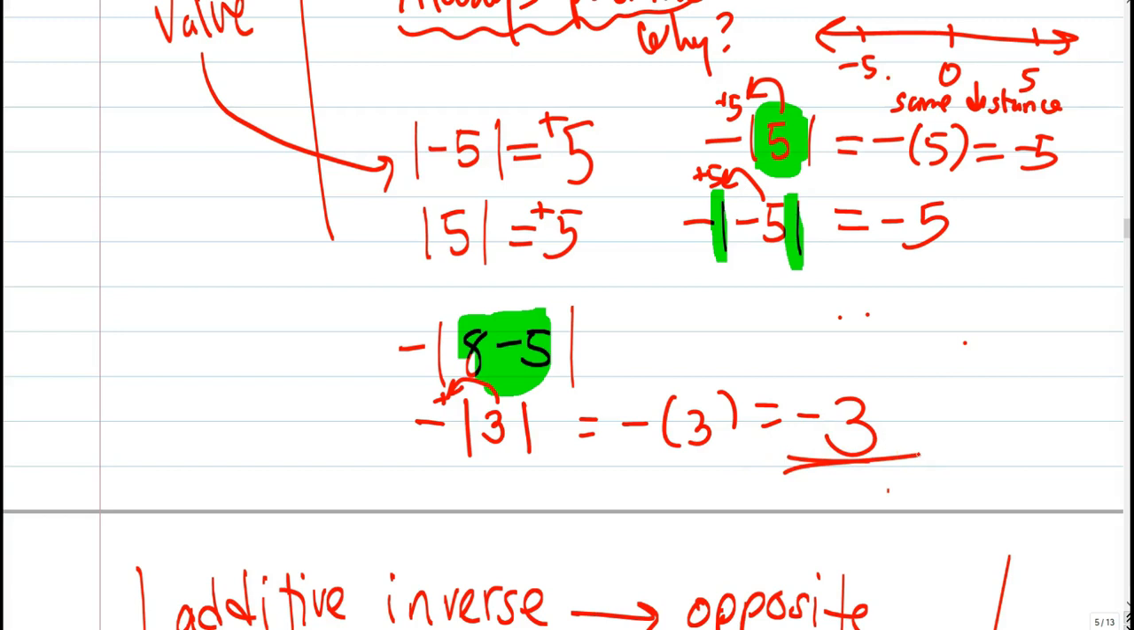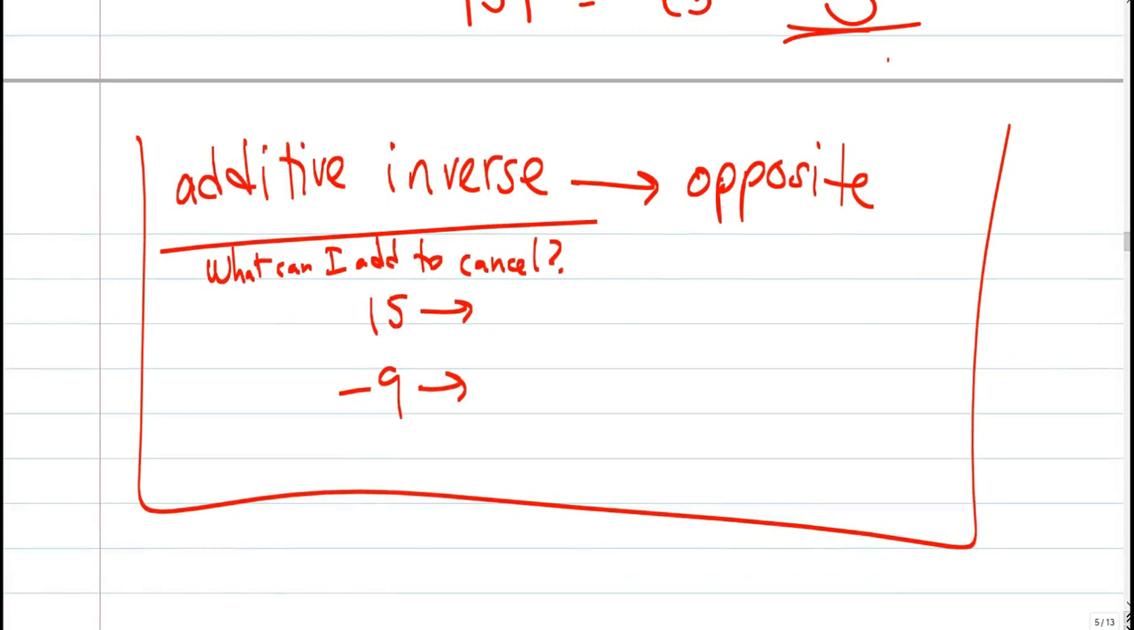The only other term that they're going to use that you need to be comfortable with is additive inverse. Additive inverse is another way of basically just saying the opposite. But what does it really mean? Additive inverse. What can I add to cancel? What can I add to 15 to cancel it out? Well, if I had the opposite, negative 15, they would cancel each other out. What is the opposite of negative 9? A positive 9. If I had a negative 9 and a positive 9, they would cancel each other out. But if they use that word, it just means opposite. I'm not as big on that. We're going to use it a little bit later, but I just didn't want you to freak out when you saw it in the homework.